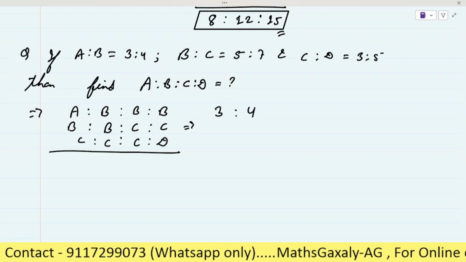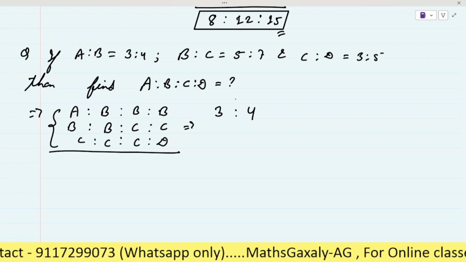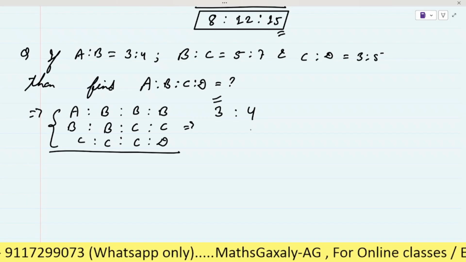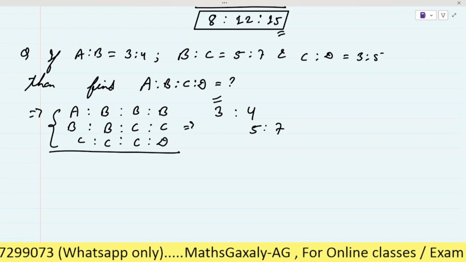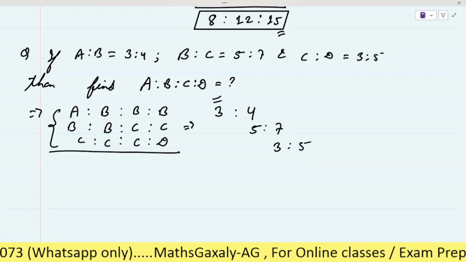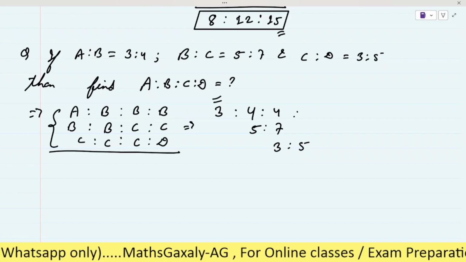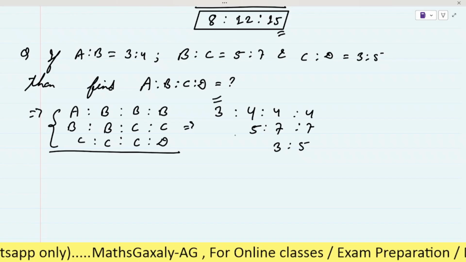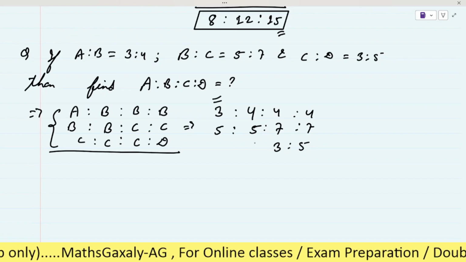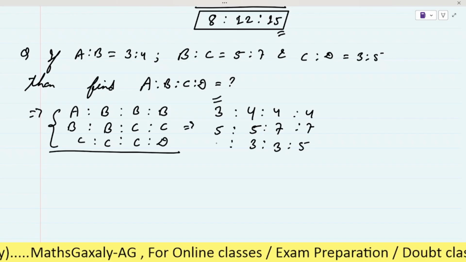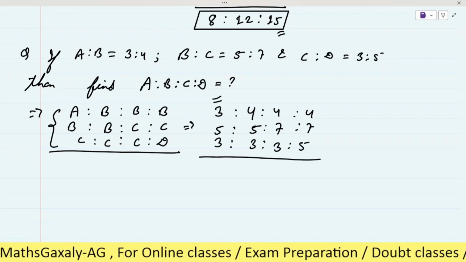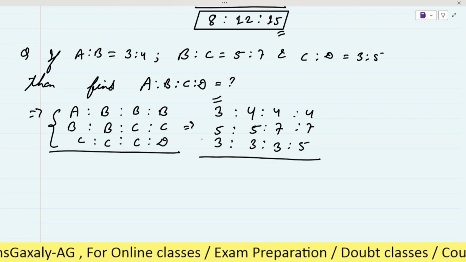You can directly do it. Instead of doing this one, you can directly do this one, with the values. So 5 is to 7 and here 3 is to 5. Here it will be 4 is to 4 is to 7, 5. Here it's 3, here it's 3. Now you just have to multiply it. 3, 3 is 9.